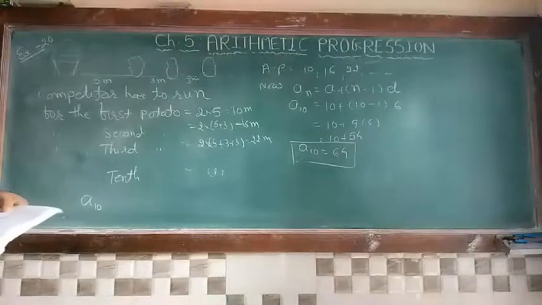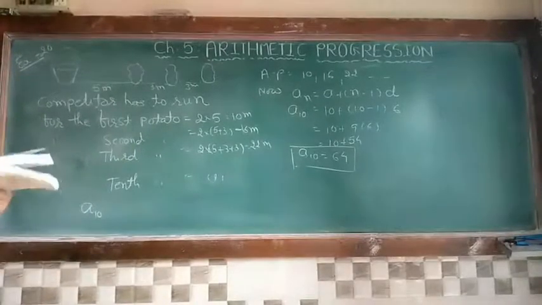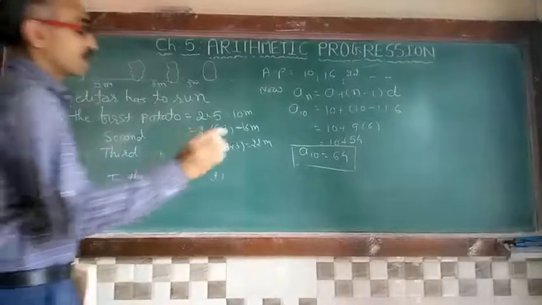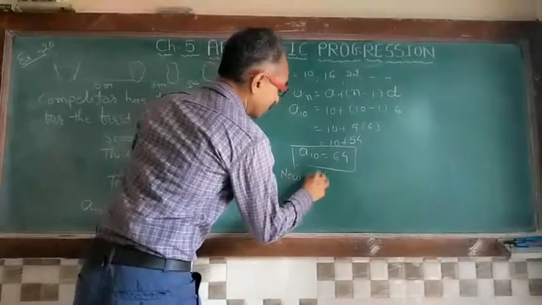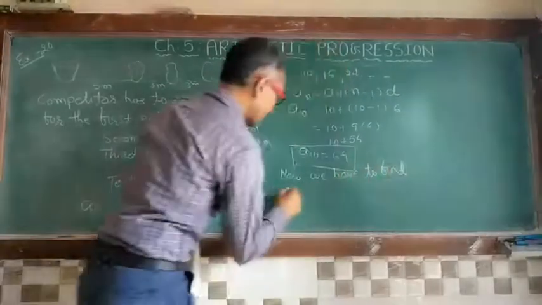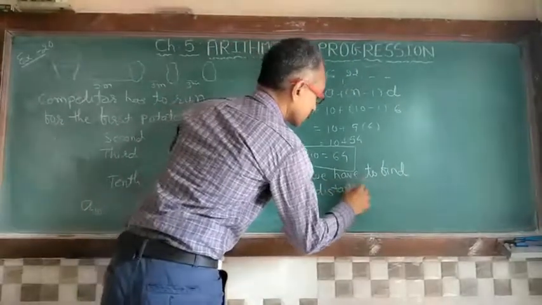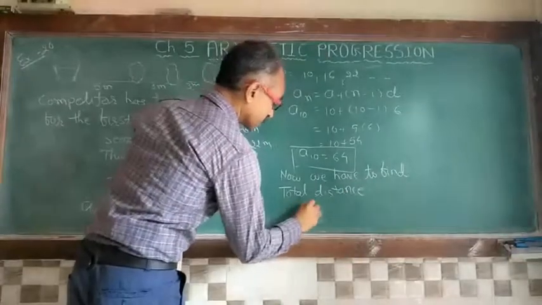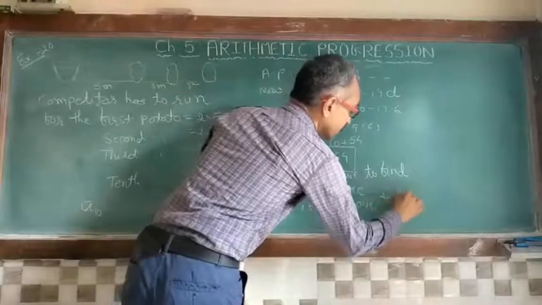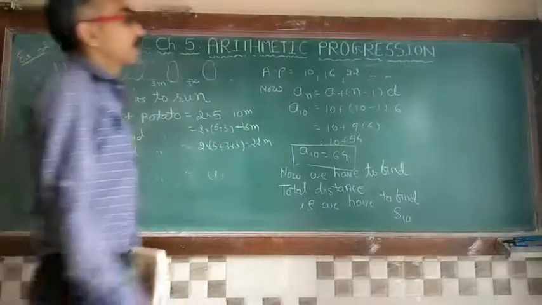But you have to find what is the total distance the competitor has to run. Okay, so the total distance you have to find. That means you have to find the sum of the 10 terms. Now we have to find S10. We have to find S10.